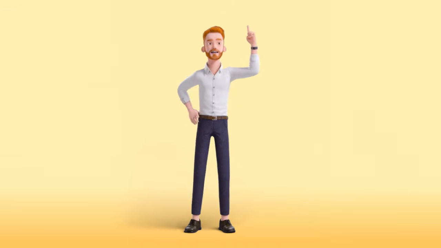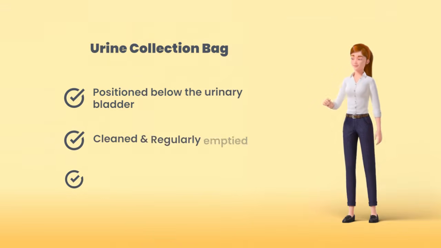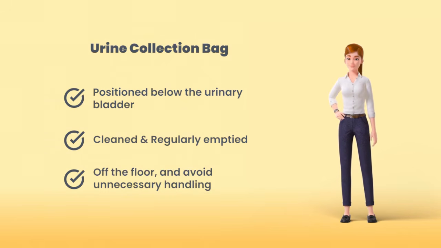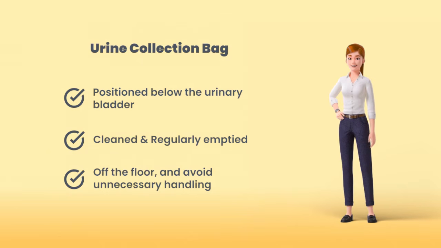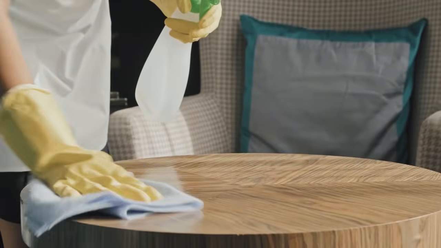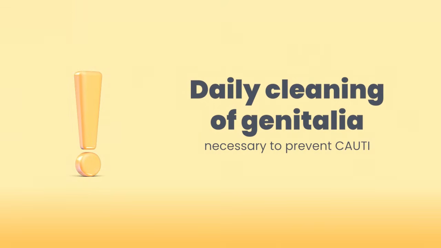Urine collection bag. Attention should also be given to the urine collection bag. It should be positioned below the level of the bladder to prevent backflow of urine. The bag must be kept clean, regularly emptied, off the floor, and not touched unnecessarily to prevent contamination. Common practices at home, specifically hygienic ones, must also be carried out in a hospital setting. Regular cleaning of the genitalia is necessary to prevent infections, including CAUTI.